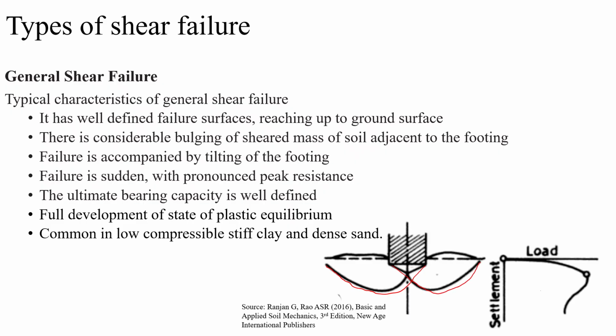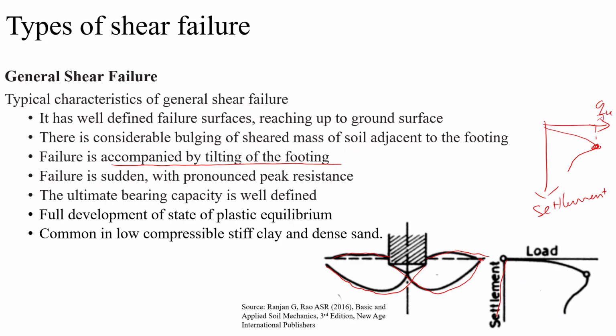And the failure has reached up to the ground surface, and also you can see certain bulging on the ground surface. So the failure will also be accompanied by tilting of the footing, and this failure is sudden. If you plot the load versus settlement for this criteria, you can see the ultimate bearing capacity is well defined for this criteria. So this is your Qu value, and this is the settlement.